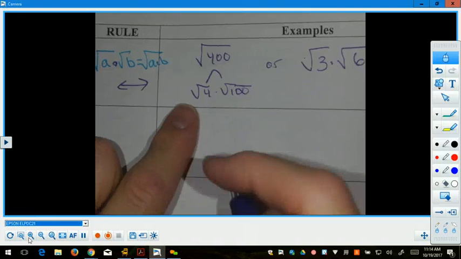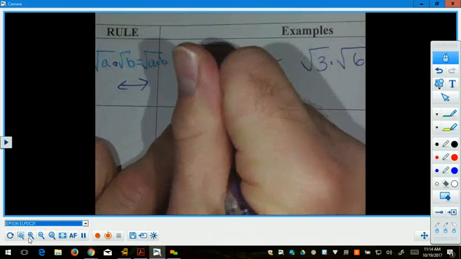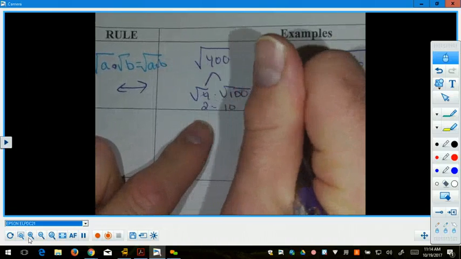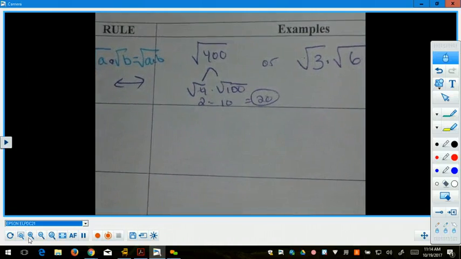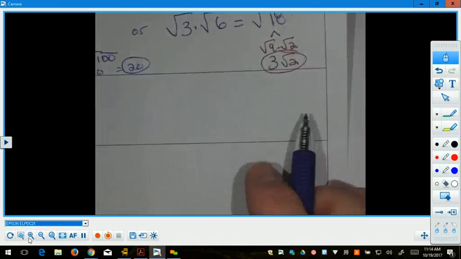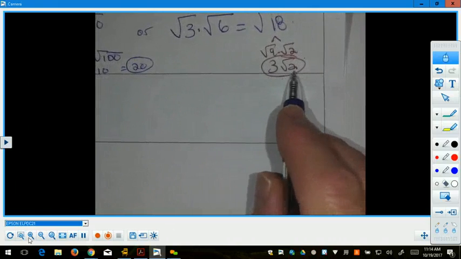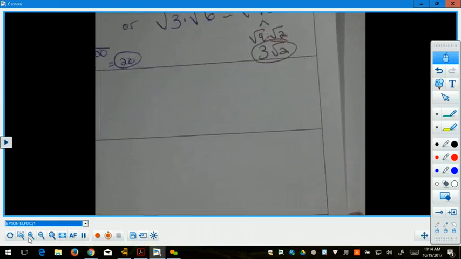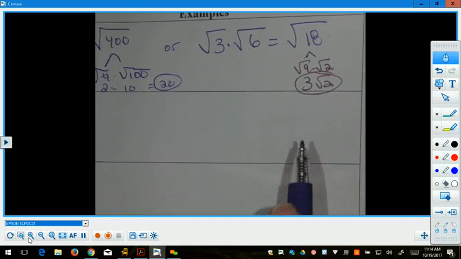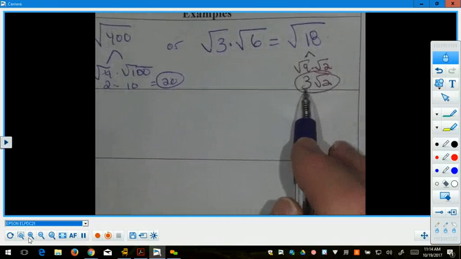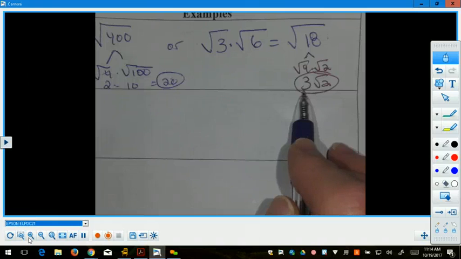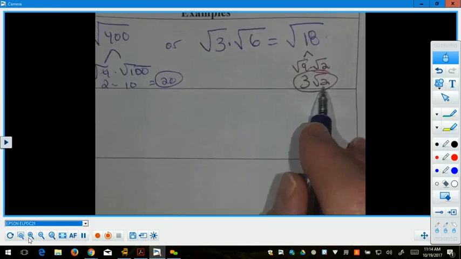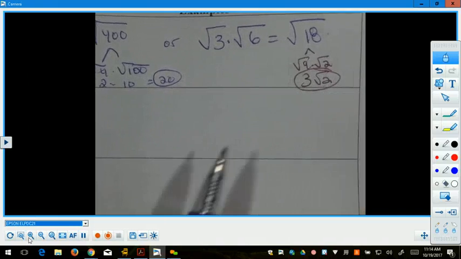Same thing on this. I wouldn't leave it like this because the square root of 4 is 2. The square root of 100 is 10. 2 times 10 is 20. You have to simplify all the way. Here I can't go any further because nothing else will go into the 2. The perfect square, you actually take the square root of it to get it out of the radical. The other one stays under the radical. And then I just need to double check to make sure that nothing else goes into it, and then I can leave it like that.